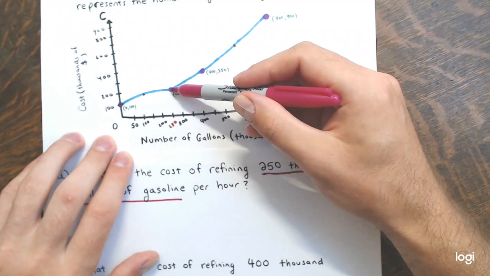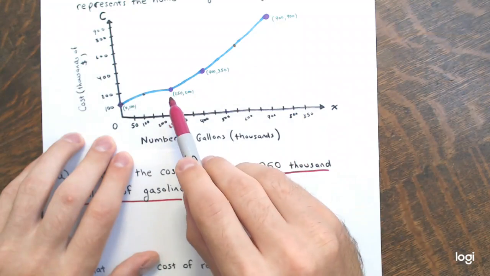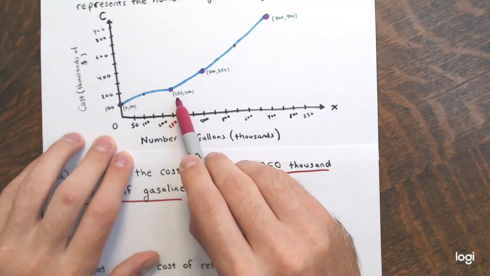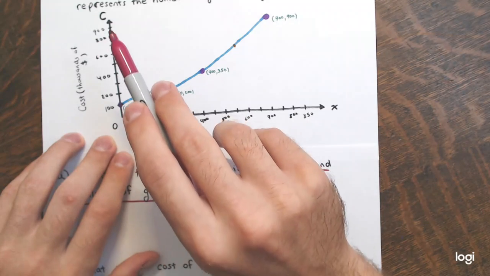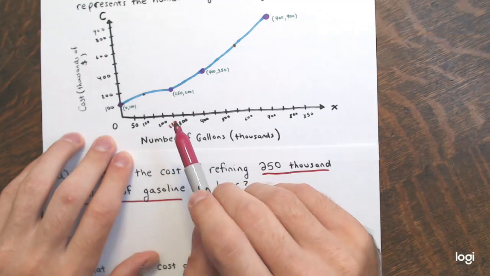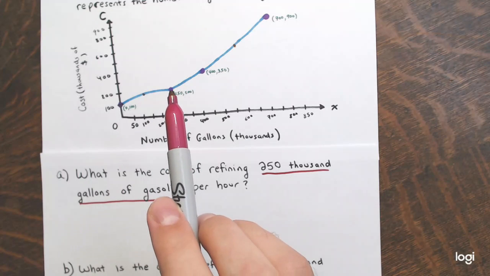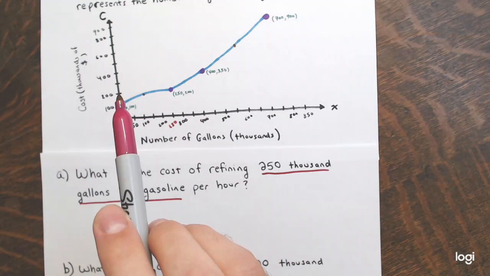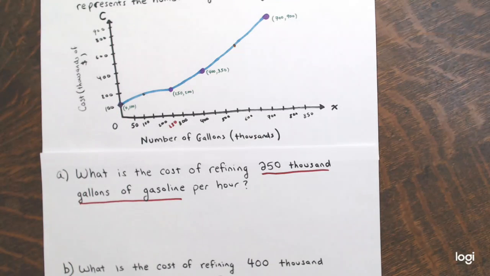And we see we have a point on the graph with that horizontal value, that x value, and that's already labeled here, 250, and that's in line with 200 on the vertical axis. So to refine 250,000 gallons of gasoline per hour, it's costing this company $200,000. Remember, this cost over here is in thousands of dollars.